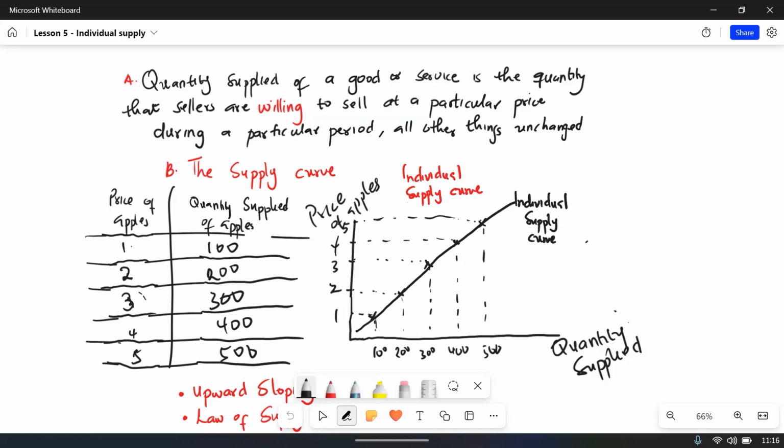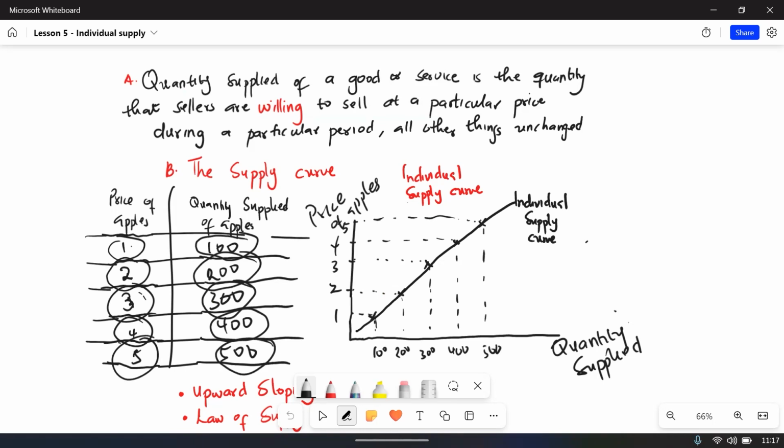Let's consider a simple example of the market of apples. On this table, we can see the price ranges from 1 to 5. At price 1, the supplier supplies 100 apples. At price 2, quantity supplied is 200 apples. At price 3, quantity supplied is 300 apples. At price 4, quantity supplied is 400 apples. At price 5, quantity supplied is 500 apples.